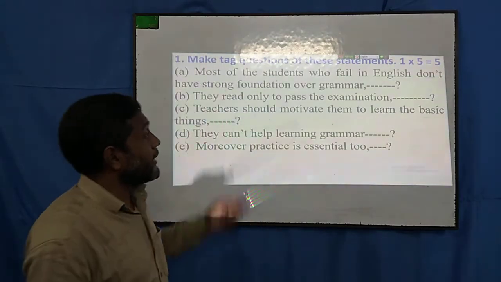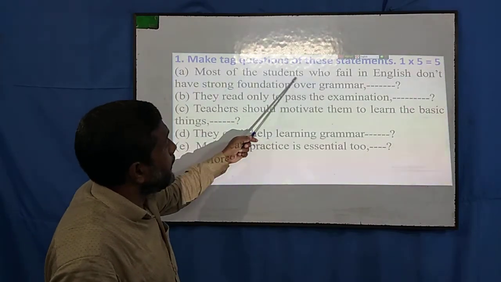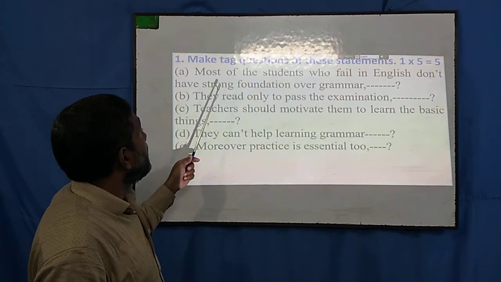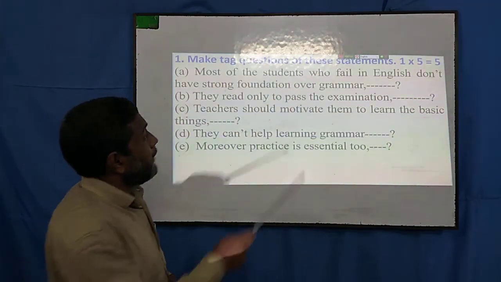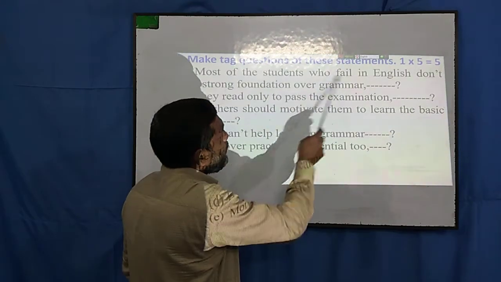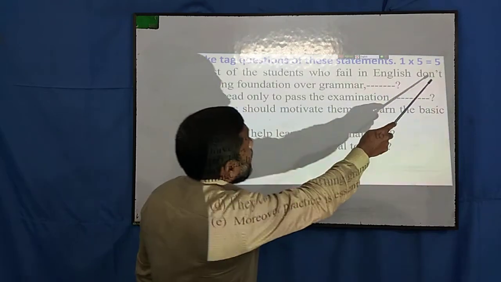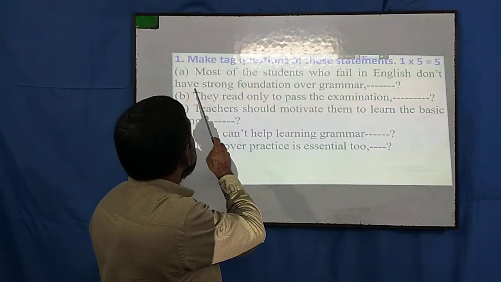So dear students, let us start how I will write down the answer. Most of the students who fail in English don't have a strong foundation in grammar. So here, as I told you, there is no auxiliary verb here. So I will take we have an auxiliary verb, don't have.